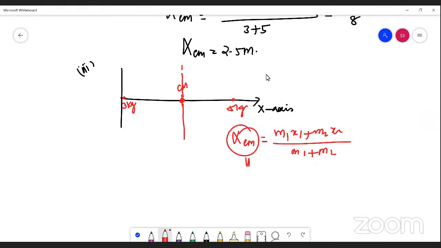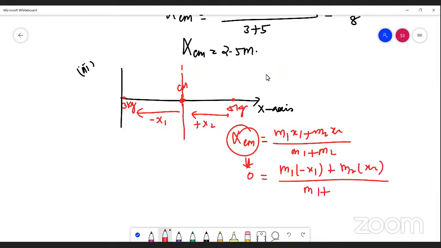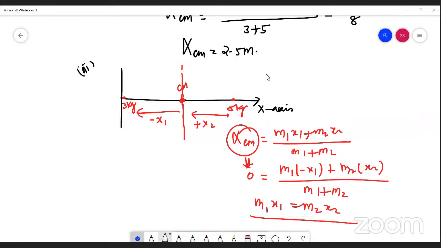The position of center of mass becomes 0, and X1 is along the negative direction because the origin is here. So this will become minus X1, and this will become plus X2. So M1 times minus X1 plus M2 X2. When you cross multiply with M1 plus M2, that will also become 0. So you will simply have M1X1 is equal to M2X2. As I told you, the principle of moment holds good in this particular case.